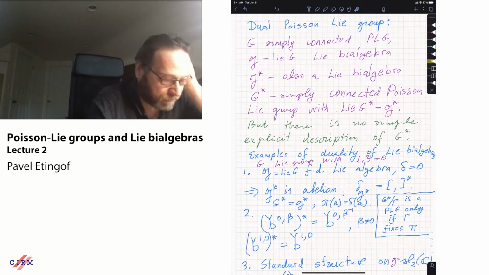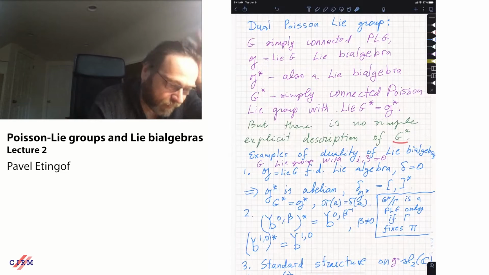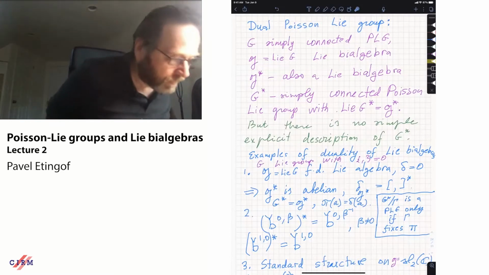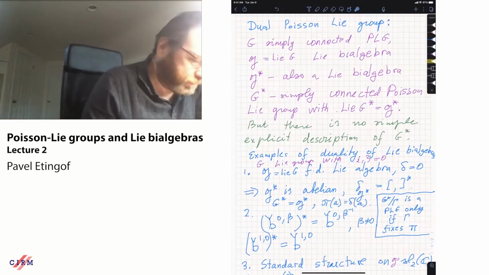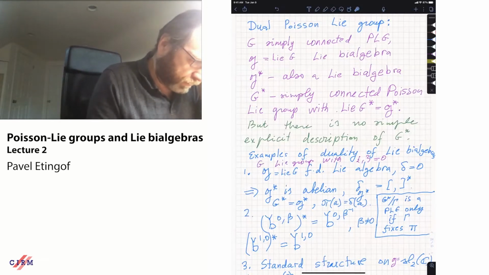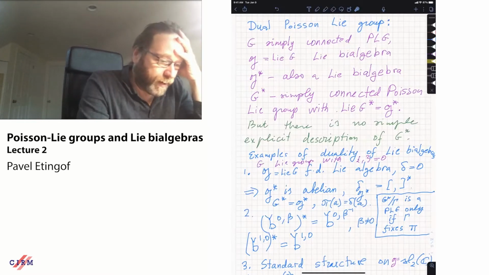This is a procedure using this correspondence, but there is no simple geometric description of this dual group. I also should say that sometimes a more natural group to take is not the simply connected group, but for example an algebraic group, like for semisimple G, and then people just take a non-simply connected one, but with the Lie algebra g star. So let me give some examples of duality of Lie bialgebras.